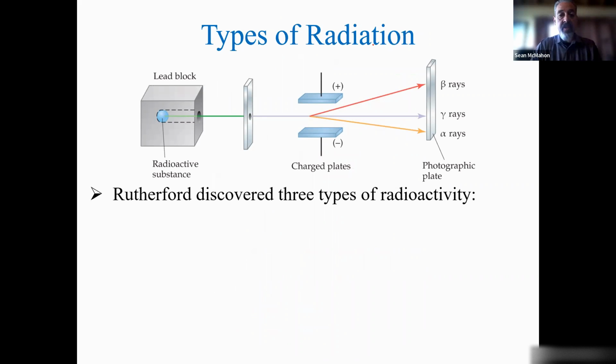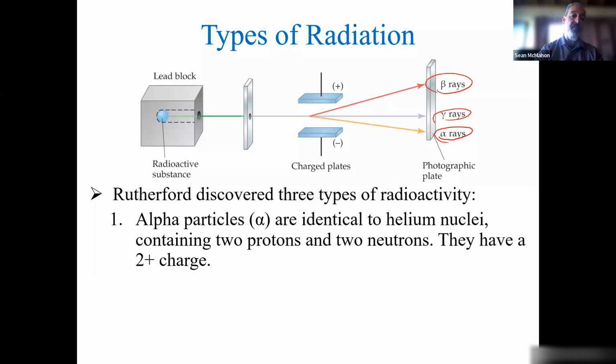So what are the different types of radiation? Well, Rutherford discovered that there's 3 types. There's the alpha radiation, alpha rays, alpha decay, and then there's the beta rays, beta decay, and then there's the gamma. And what we notice is that the alpha particle is very similar to essentially a helium nuclei. It's 2 protons and 2 neutrons, and they would have a 2+ charge.